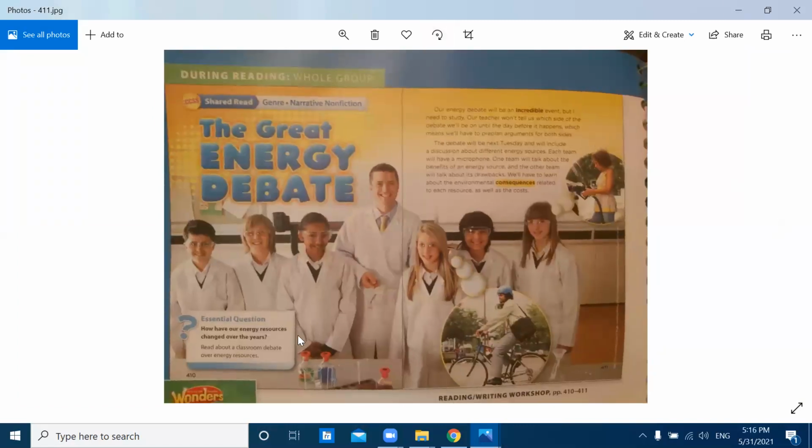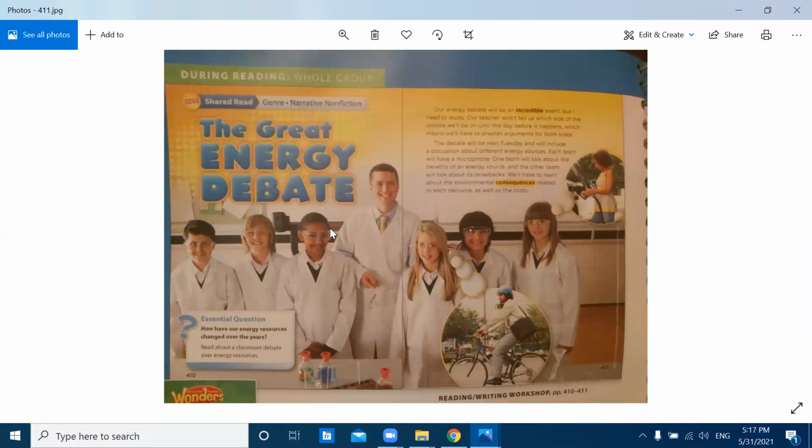This is narrative nonfiction, so it gives facts and information that is told through a story. The Great Energy Debate. Our energy debate will be an incredible event, but I need to study. Our teacher won't tell us which side of the debate we'll be on until the day before it happens, which means we'll have to pre-plan arguments for both sides.